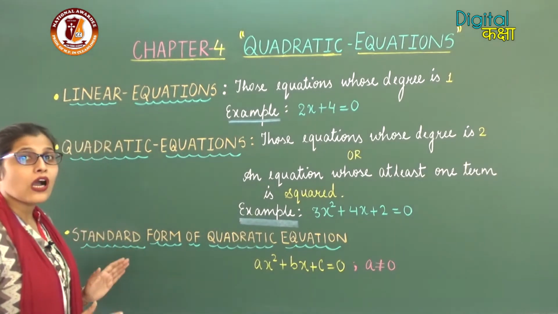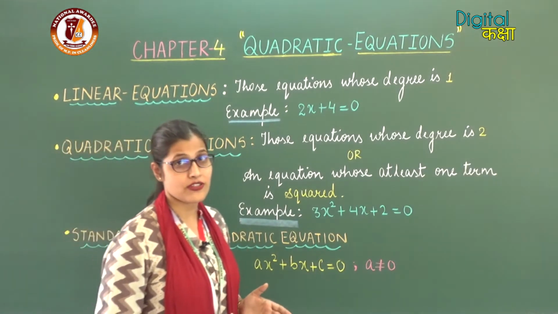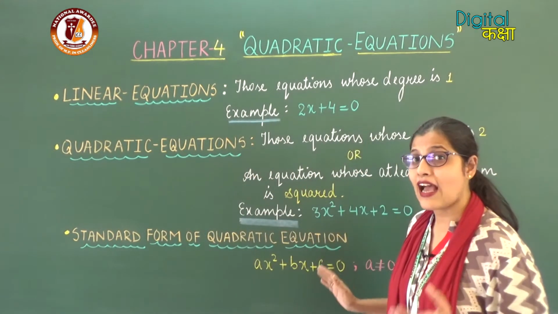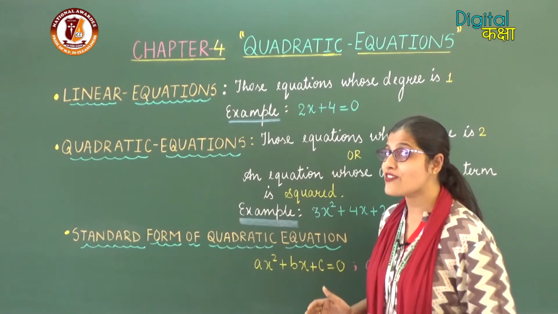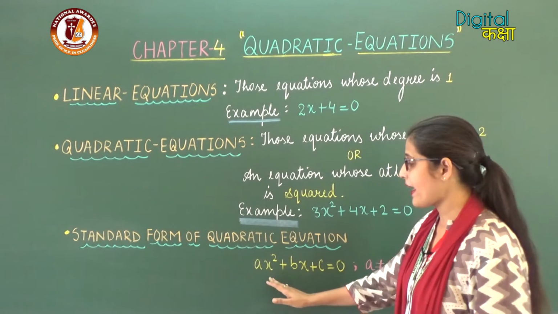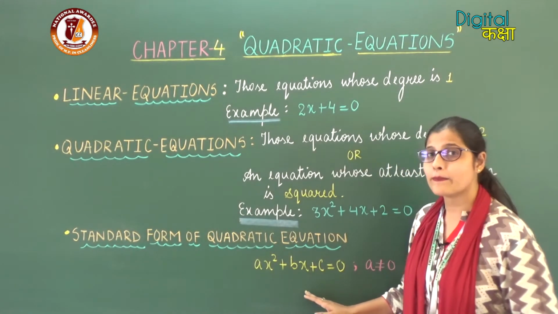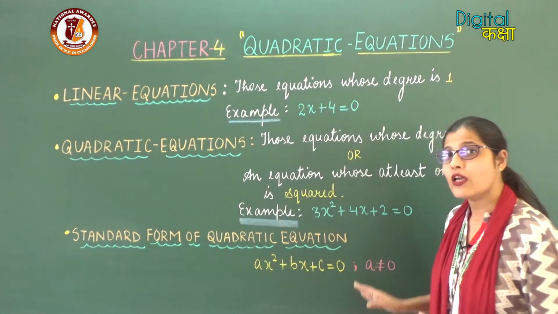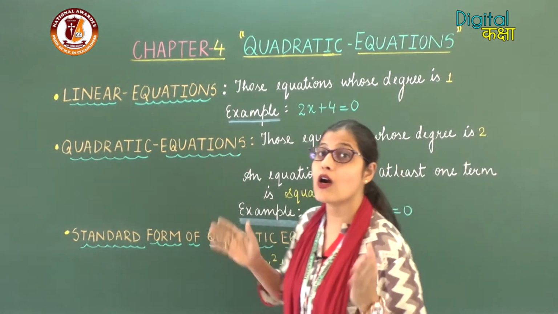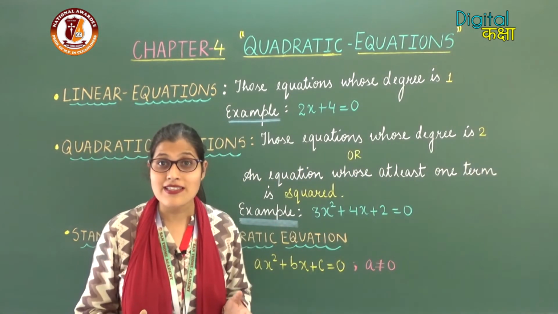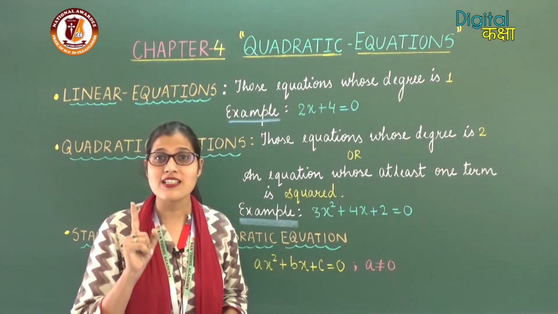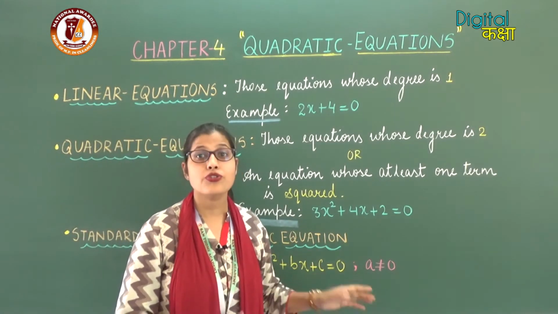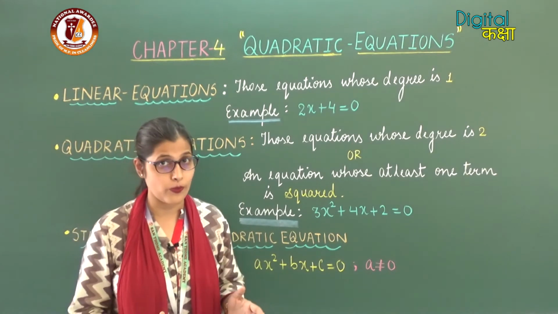Now, you should know how to write the quadratic equation in the standard form. The standard form of writing quadratic equations is ax squared plus bx plus c equals 0. For this to be a quadratic equation, it must satisfy one important condition. That condition is that the value of a should not be equal to 0.